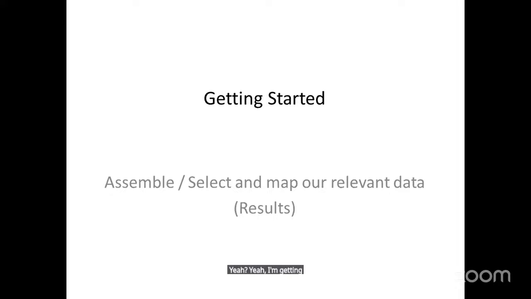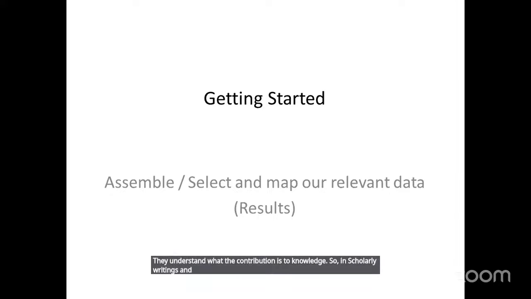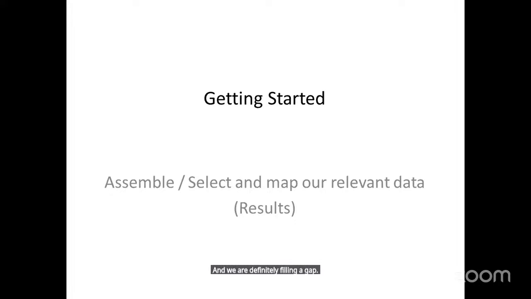This is actually called peer review. The peers in a given discipline, soil science, agronomy, are speaking to each other, and they understand what the knowledge gaps are, what has been produced, what has not been produced. They understand what the contribution is to knowledge. So in scholarly writing, scientific writing, we are talking about contribution to knowledge, and we are definitely filling a gap. We did research because there was need to find out. And now we are at a stage of publishing that which we have found out.